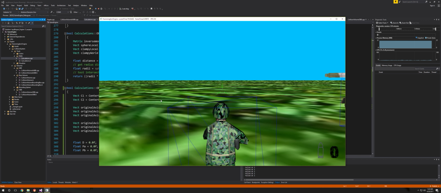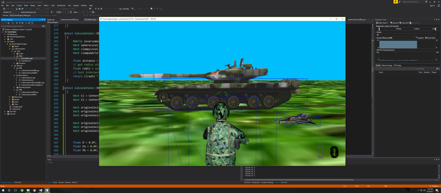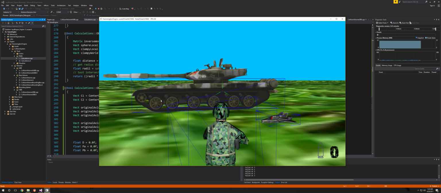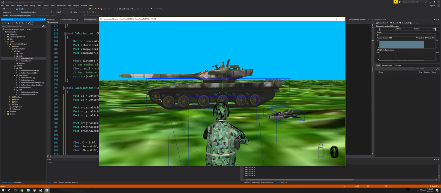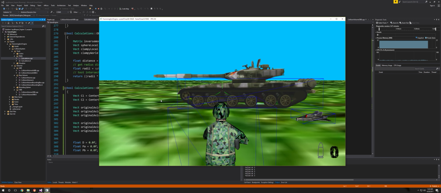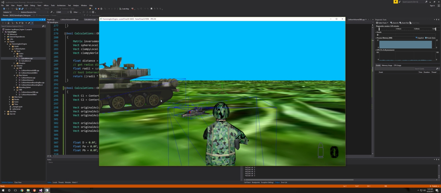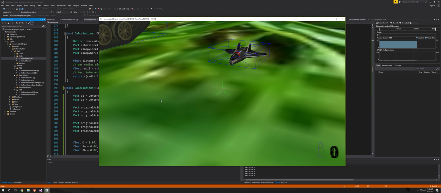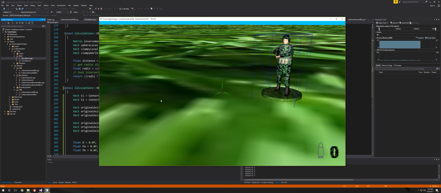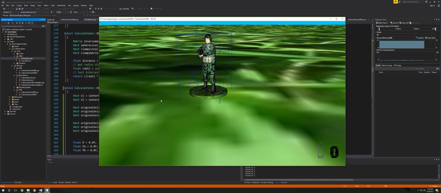Assignment number 3 covers OBBs and all their respective collision types. I'll start off the demo showing that my soldier is an OBB. The box rotates in world space. I can show that off with the GodCam. As you can see, the box rotates.